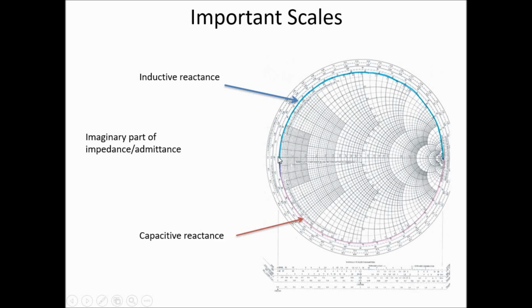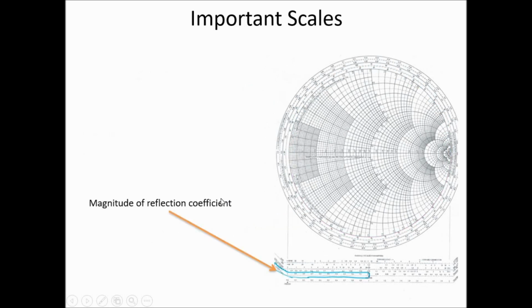So the imaginary part you can obtain from this expression. The top part will give you positive X, that is the inductive part, and the bottom part will give you the capacitive X, that is the negative X or capacitive values.